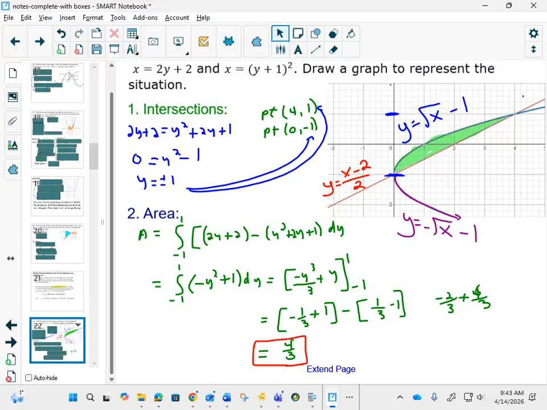Really simple integration, y cubed. With your other ones, it would simplify, but you would have a square root of x, which integrates and gives you another radical. Just a little bit messier numbers to work with. You would get the same answer in the end either way. You would get 4/3. But in this situation, it made sense to partition the y-axis rather than partitioning the x-axis.